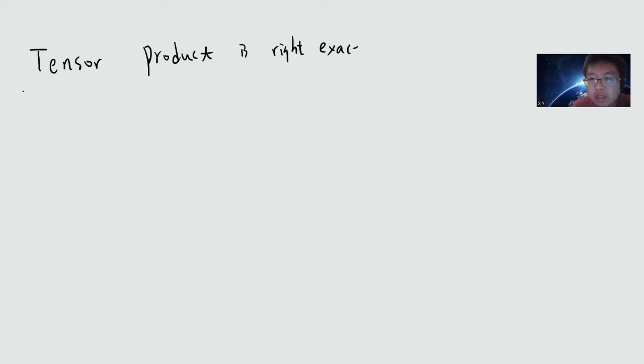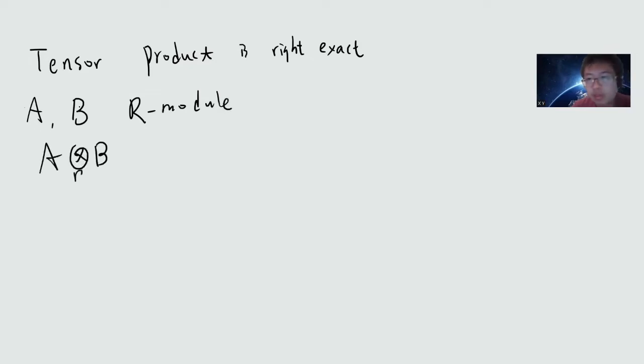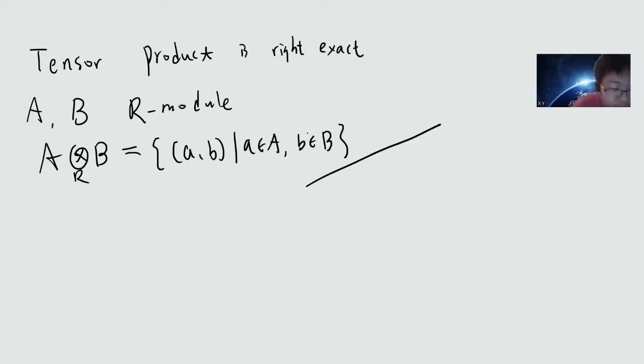Okay, so before we start that, I should give you some background. The setting is that we're taking a commutative ring R, and A, B will be R-modules. Everybody knows this, but let me just quickly remind you how to define A tensor B. It's very easy: you can define it to be all tuples (a, b), where a belongs to A and b belongs to B, quotient by some relations. The simple relation is that they are all linear in both coordinates.